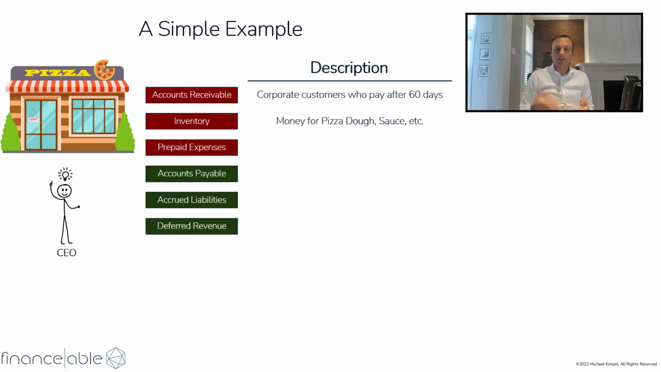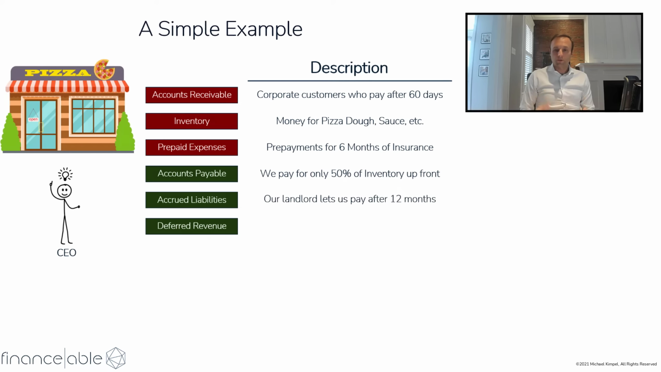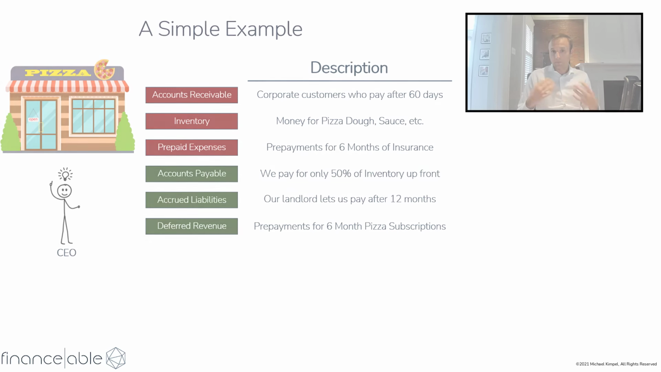Accounts payable is going to be funding from our pizza dough and sauce suppliers who say, look, you only have to pay 50% up front. You don't have to pay it all. Just pay me all of the rest of it when you get paid when you sell the pizzas. Then we have accrued liabilities. We're going to imagine that the landlord for the pizza restaurant says you can pay the rent at the end of the year. And finally, the best idea of all, we're going to start pizza subscriptions. So we're going to sell customers subscriptions to buy pizzas over the course of 6 months, and that's going to provide us with some funding for the business. So these are our accounts. Now let's look at these accounts in motion with some numbers behind them.